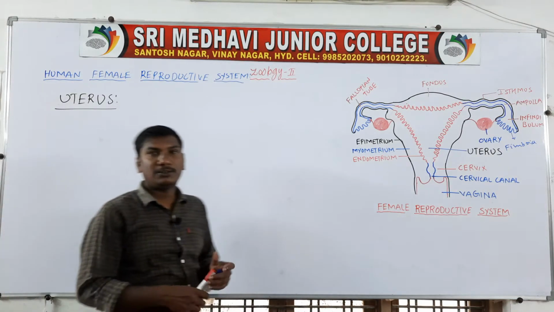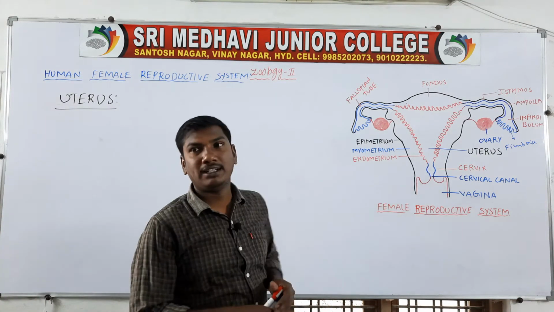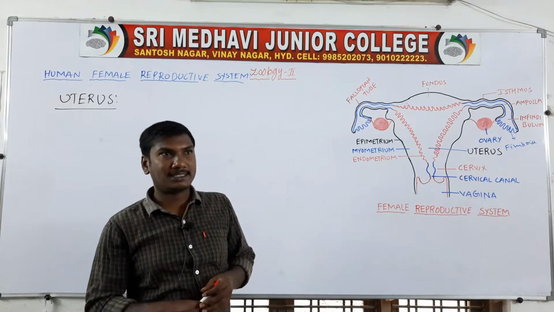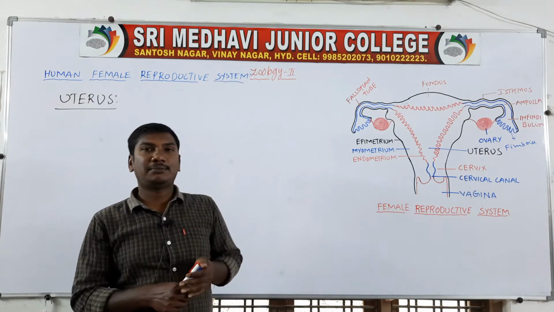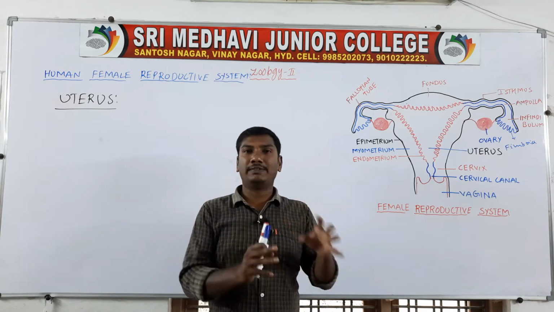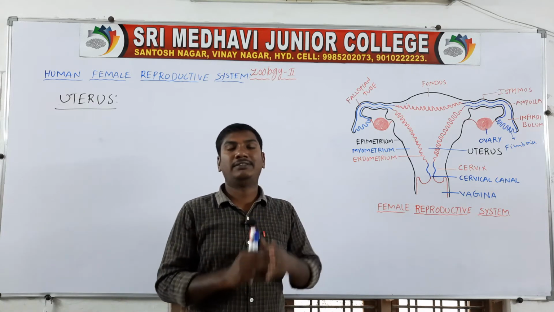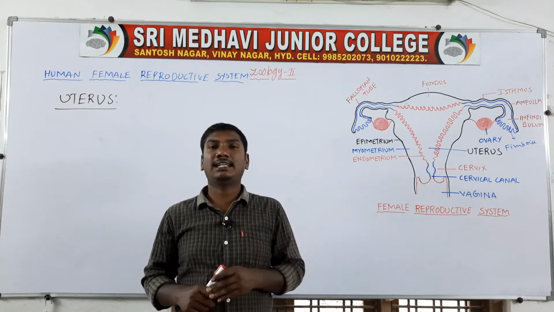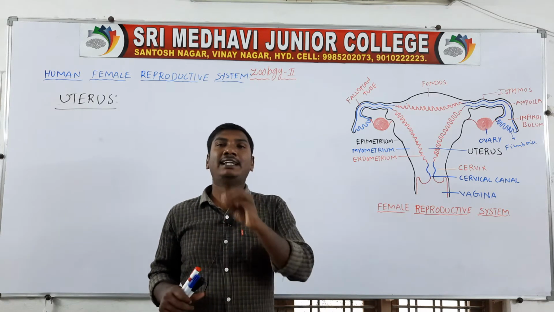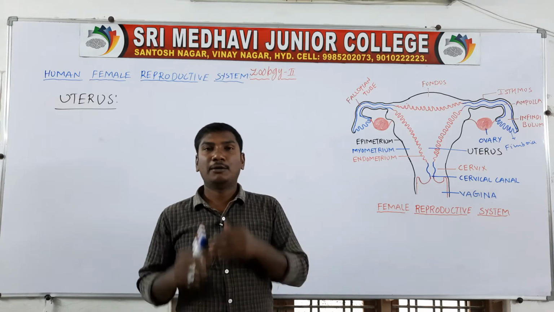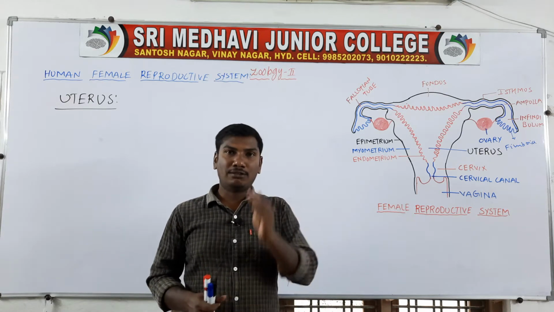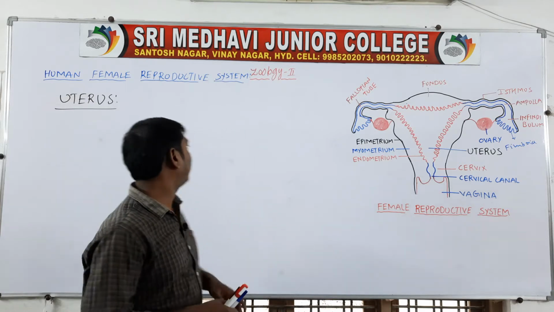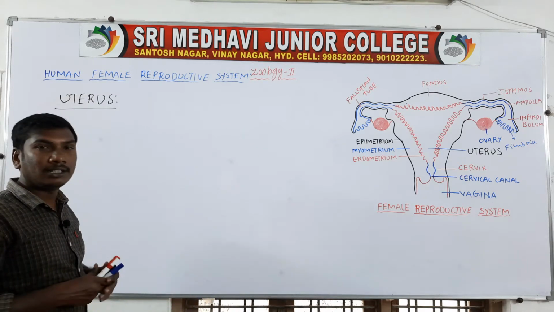Hello everyone, today we will discuss the human female reproductive system. The female reproductive system consists of a pair of ovaries, a pair of oviducts, uterus, vagina, external genitalia and female reproductive glands. In the previous class we discussed the ovary and fallopian tubes. Today we will discuss the uterus.